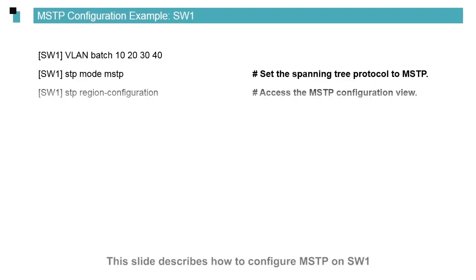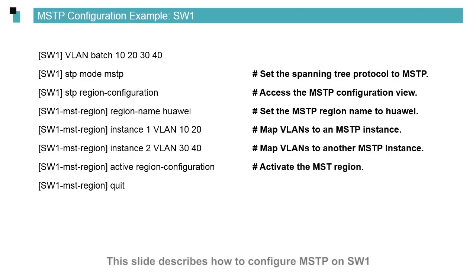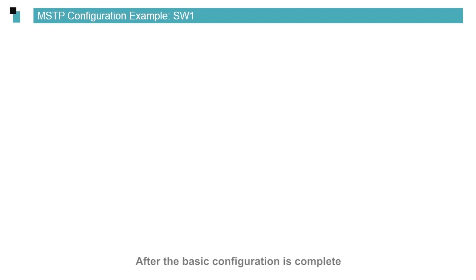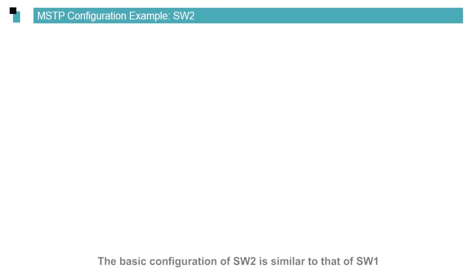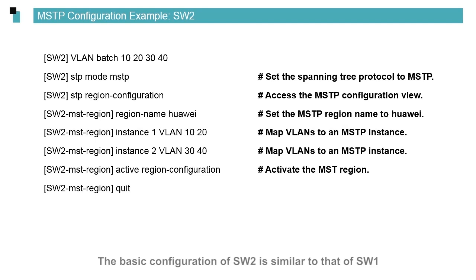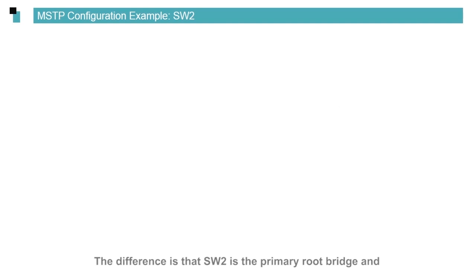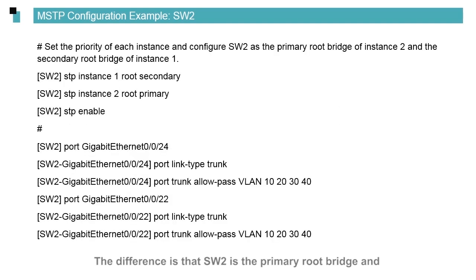This slide describes how to configure MSTP on SW1. After the basic configuration is complete, SW1 becomes the primary root bridge and SW2 becomes the secondary root bridge in instance 1. The basic configuration of SW2 is similar to that of SW1. The difference is that SW2 is the primary root bridge and SW1 is the secondary root bridge in instance 2.